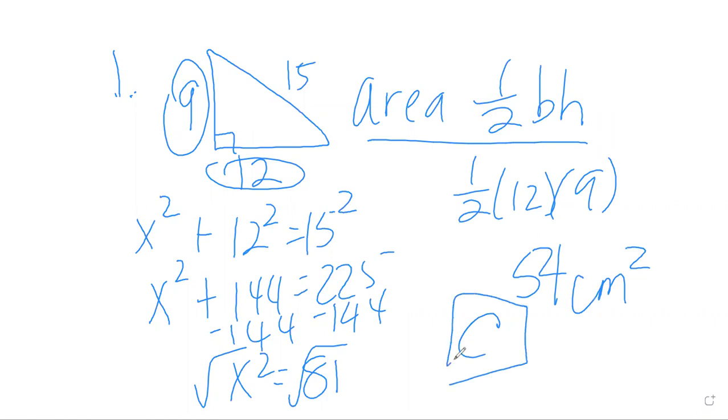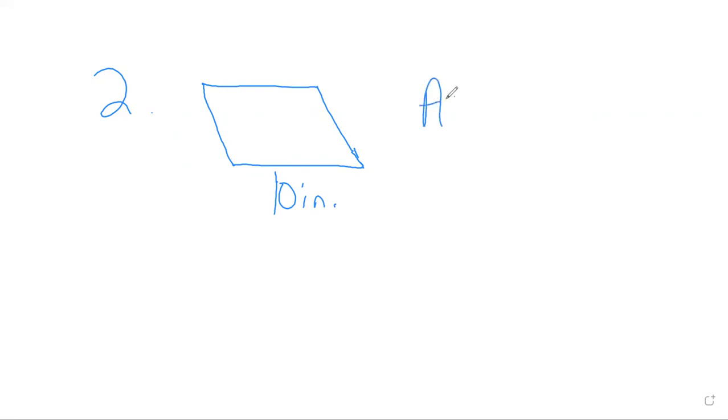All right, now we'll go to number 2. Number 2, it says a parallelogram. I'll draw a quick parallelogram here. The traditional looking parallelogram. It has a base of 10 inches. It has an area that is 80 inches squared, or square inches. And it says, what is the height? This is what they don't know.